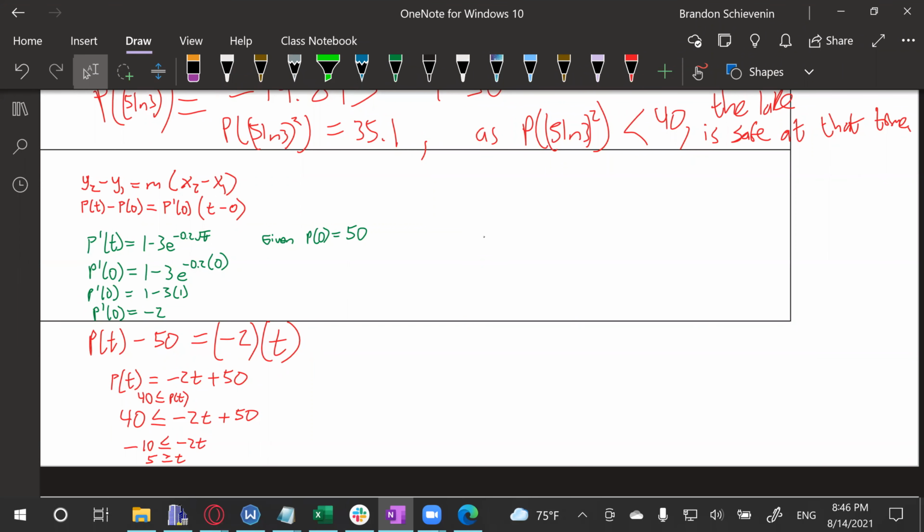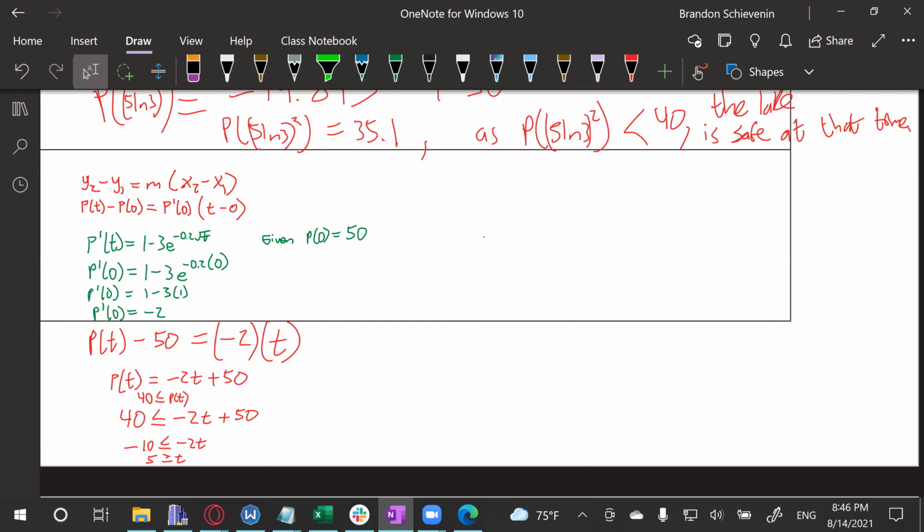Part B, for what value will the pollutant be at the minimum, and justify our answer. T is 5 ln 3 squared. There's probably already many units there too. That was days after we started the cleaning. Is the lake safe when the number of gallons of pollutant is at the minimum? Yes. Okay, so we've answered all of the questions as well.